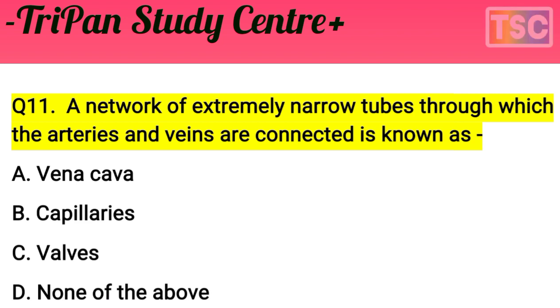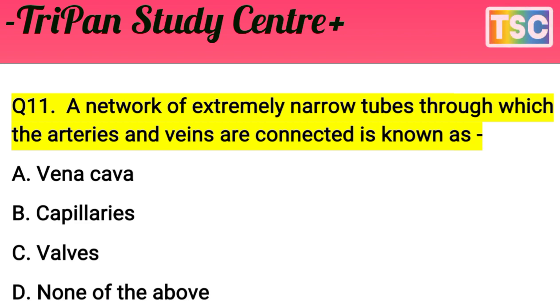Question here. A network of extremely narrow tubes through which the arteries and veins are connected is known as: Option A. Vena cava, B. Capillaries, C. Valves, and D. None of the above. Is the question understood? The question is clear.